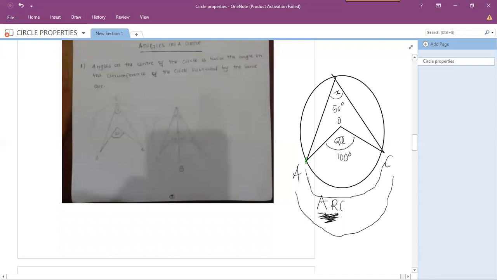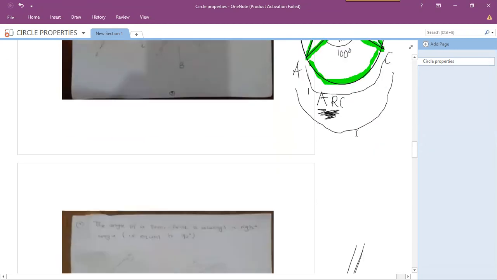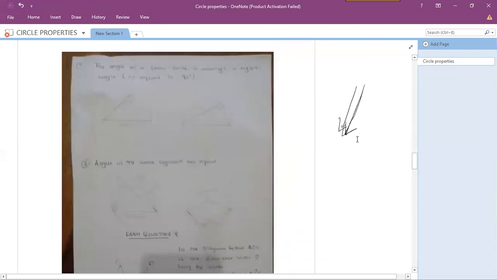So it has to be the same arc. From there, that angle there is 2x. It's twice the angle formed on the circumference. And remember, they all have to come from the same arc. So angle at center is twice angle on circumference, subtended by the same arc. So let's move on to properties of angles in a circle.